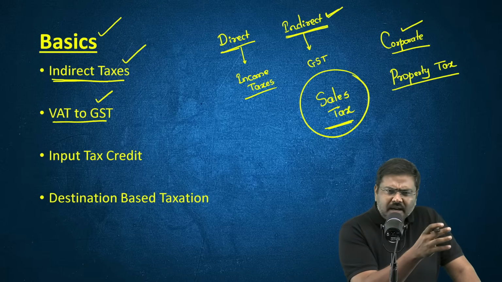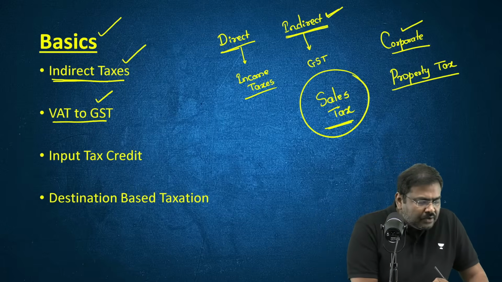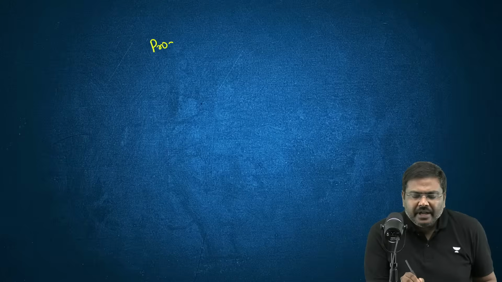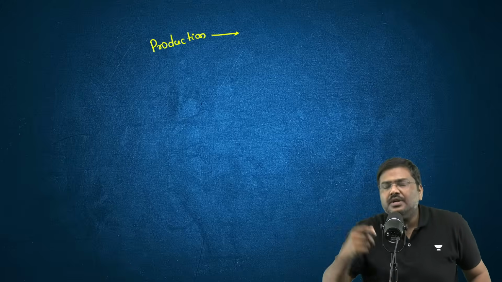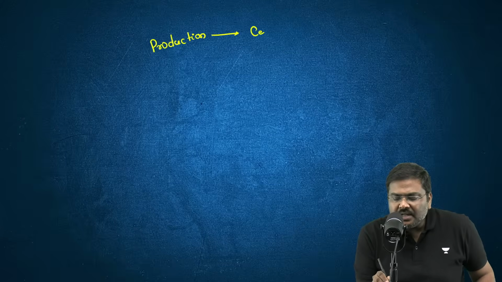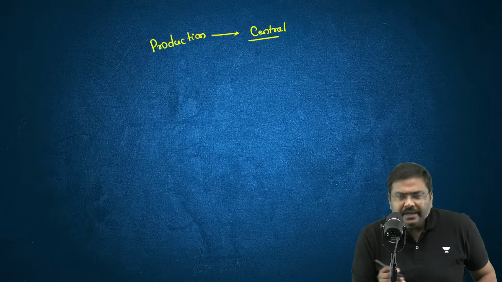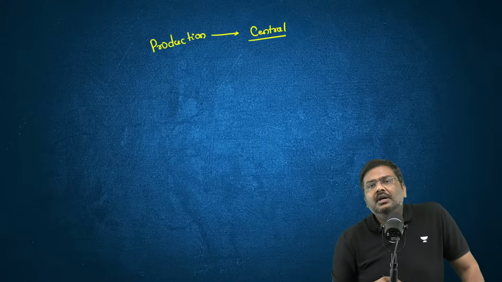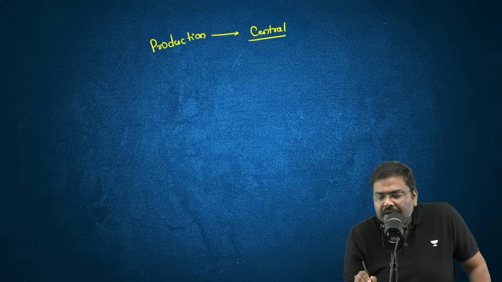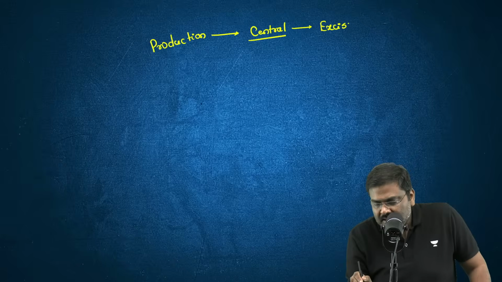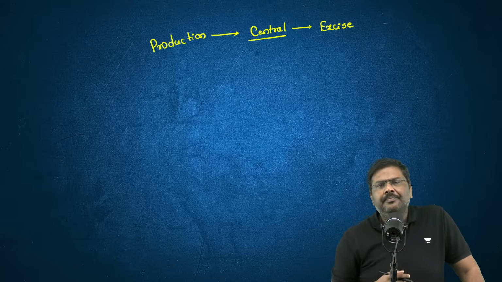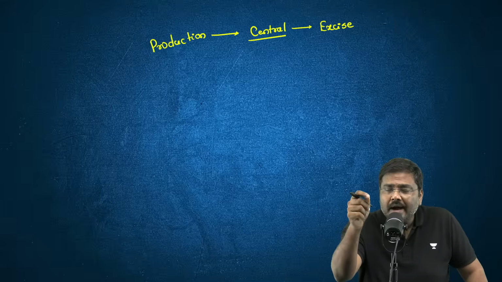First is the indirect as well as the direct tax. Second one is VAT to GST. Please listen to me very carefully. There is a production activity. The production activities, according to the provisions of the Constitution of India, were to be taxed by the central government. Were to be taxed by whom? By the central government. And for that, the government of India introduced excise duty, or excise tax, and that would be imposed on production activity.